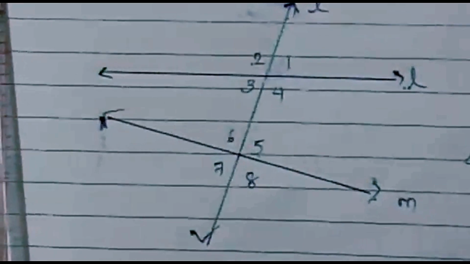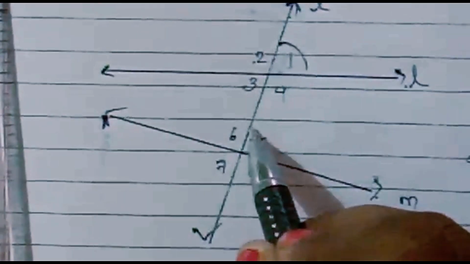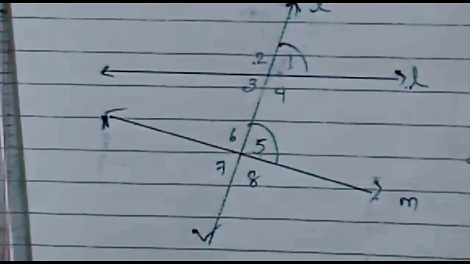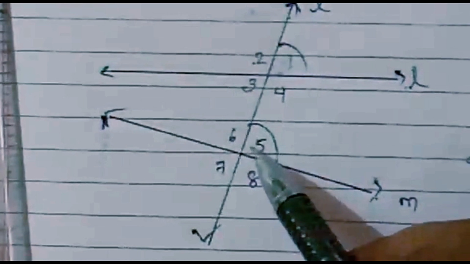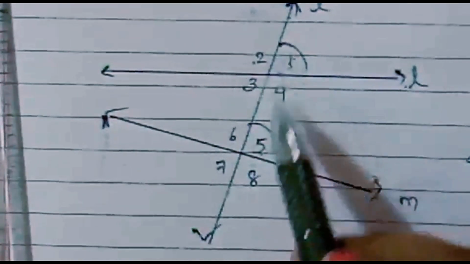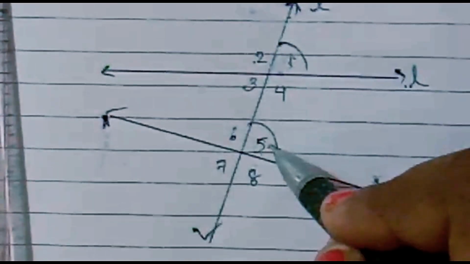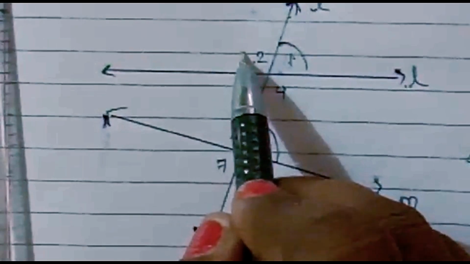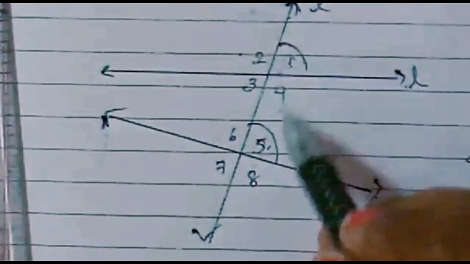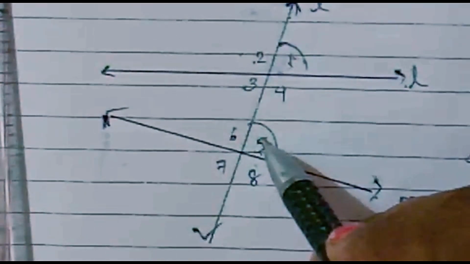Let us see what corresponding angles are. Angle 1 and angle 5 are called corresponding angles. Let us see why. First of all, they are on the same side of the transversal. It's not like one is on the left and one is on the right. So corresponding angles are always on the same side of the transversal, right?